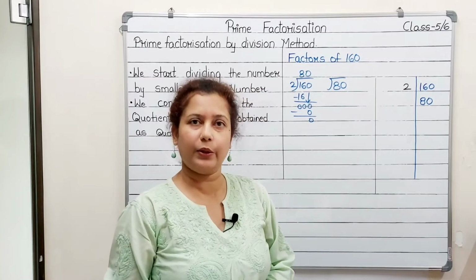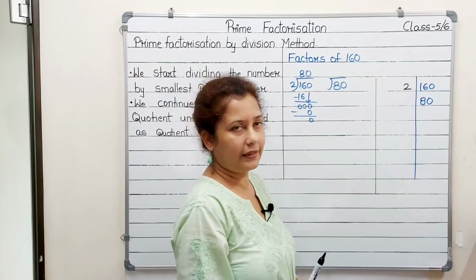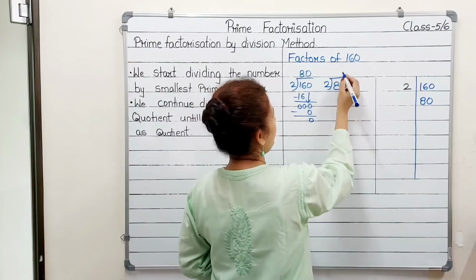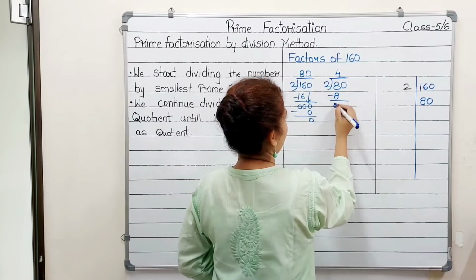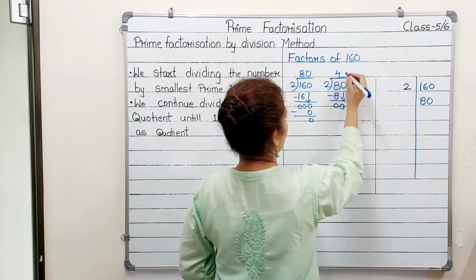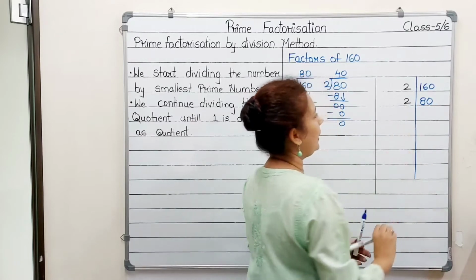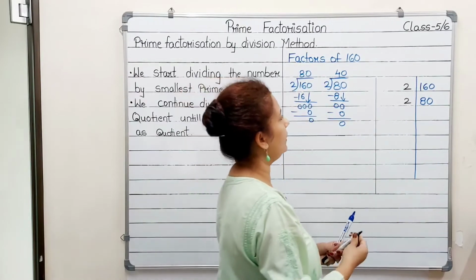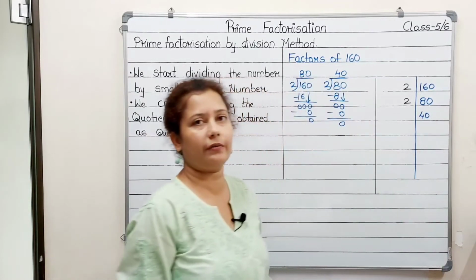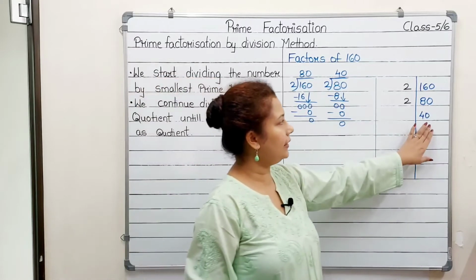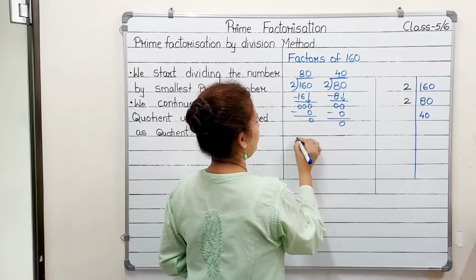In grade 6 you can divide it orally. So here 2 into 40 is 80. But here I am just dividing it so that you can understand. We will write 2 here and 40 we will write on the right hand side below the quotient which we have got earlier. Again 40 is divisible by 2.